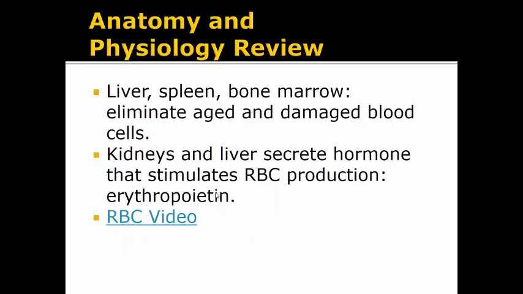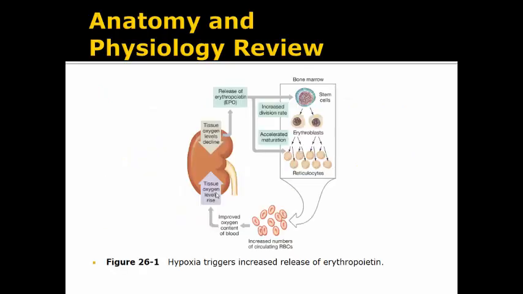With your liver, your spleen, and your bone marrow, these are going to help eliminate your old or damaged blood cells, help break them down and turn them into something else that your body can use. Your kidneys are going to secrete the hormone erythropoietin that stimulates your blood cells. This is why people who have kidney failure are prone to anemias.